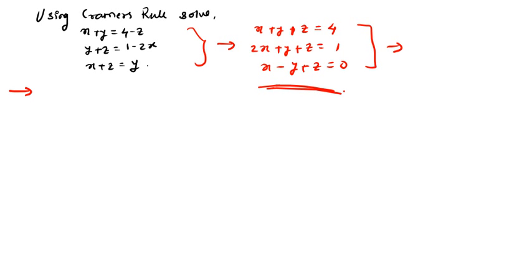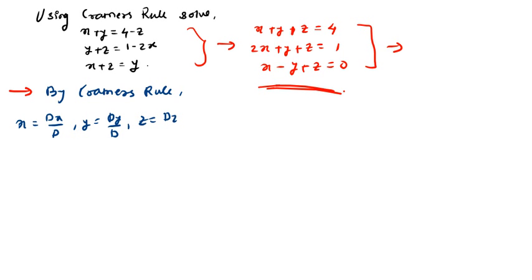So by Cramer's rule, x is dx upon d, y is dy upon d, and z is dz upon d, where d is the determinant of the coefficients of x, y, z. So this will be 1 2 1, 1 1 minus 1, 1 1 1.